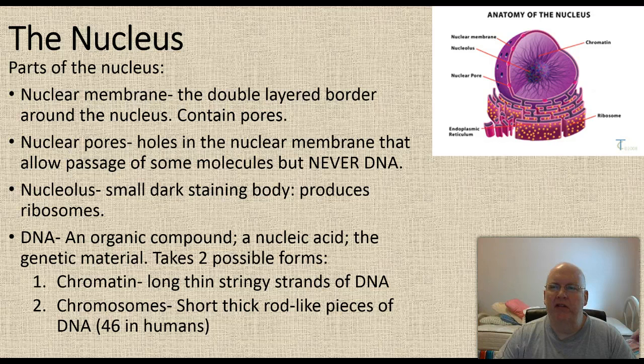It has a nucleolus somewhere in the middle or close to the middle. It's a very dark staining body. Its function is to produce ribosomes, and it also has DNA, usually in the form of chromatin, which is long, stringy, thin strands of DNA. But every once in a while, right before it's getting ready to go through cell division, it will turn into a thicker form of DNA called chromosomes. We'll study chromosomes when we get to the mitosis unit.